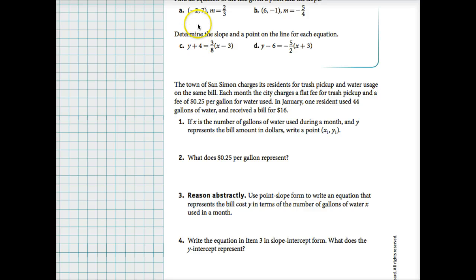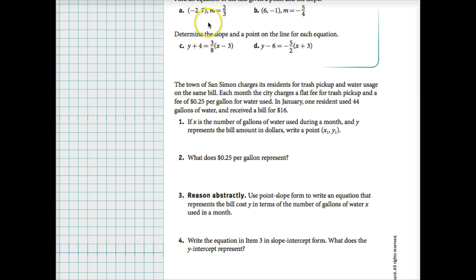Okay, so in try these A, find the equation of the line given a point and the slope. Then in C and D, determine the slope and a point on the line for each equation. So what I'm going to do is I'm going to do part A and part C here, and then we're going to pause the recording and let you try B and D just to make sure you understand those.